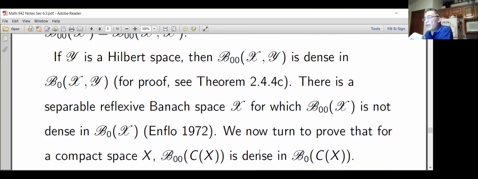Now we are going to prove that for a compact space X, for this C(X), which is a Banach space, and again, when we say compact space, we mean compact Hausdorff space, B00(C(X)) is dense in B0(C(X)). So now we are going to prove this. We are going to do this next time.